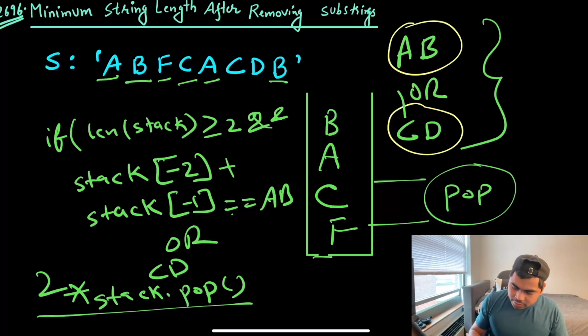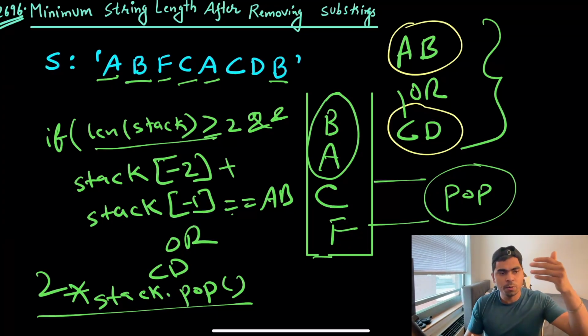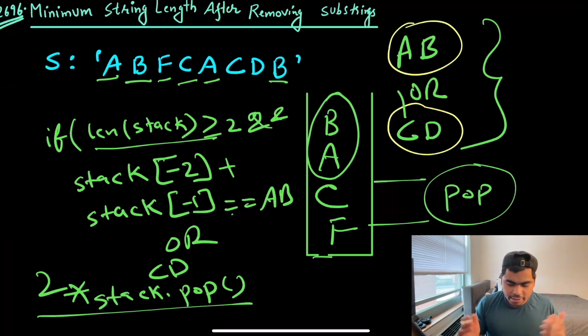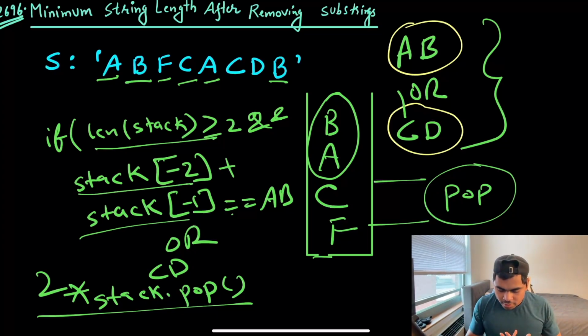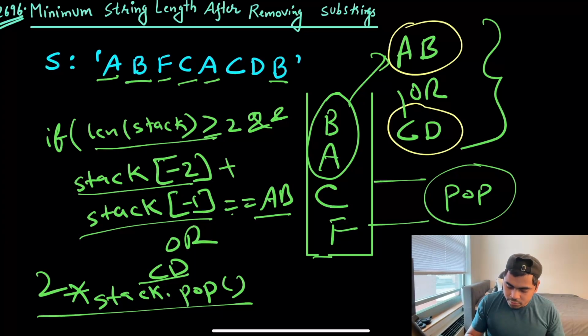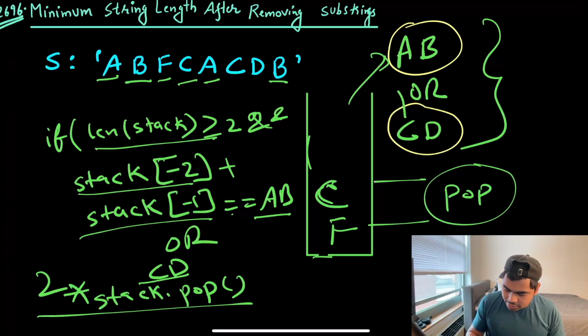But remember, the length of the stack right now is greater than or equal to 2. So we're gonna check the topmost two strings, combine them together in the right order, fetching the second last one next, and check if they're equal to AB or CD. These two are equal to AB, so we're gonna pop these two off. So these two are gone, and then you will see that the remaining string that we have is C and F. I think this was the best example to show this.